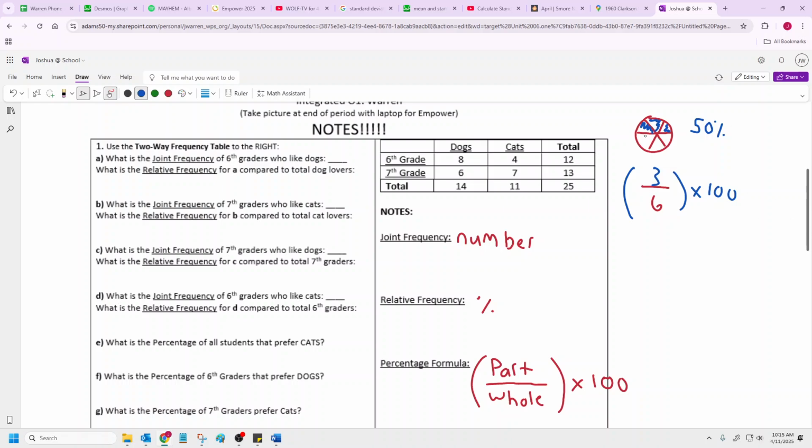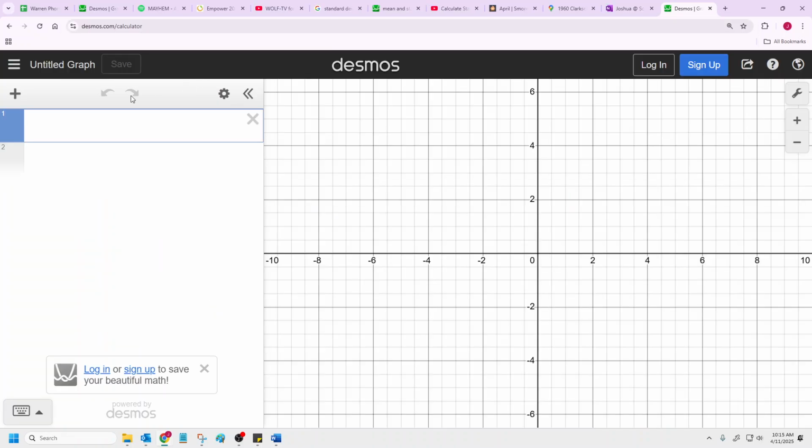Let's go to Desmos and see. 3, that's the pieces I ate, total out of 6. Let's do this on Desmos. Now I'm talking about food again. Y'all know I talk about food way too much. So I'm going to do this formula in there.